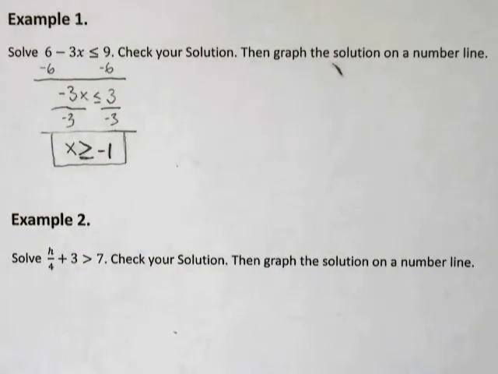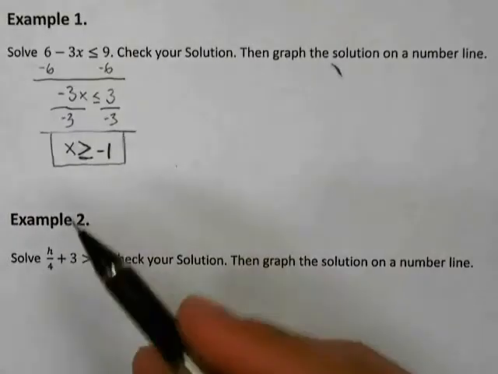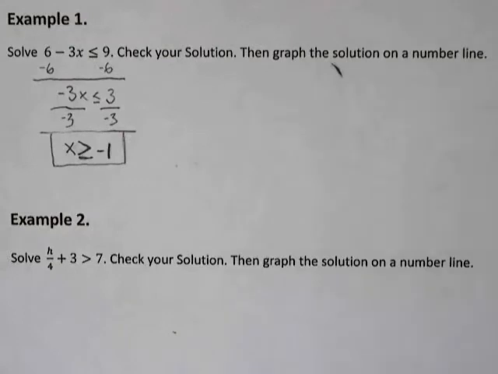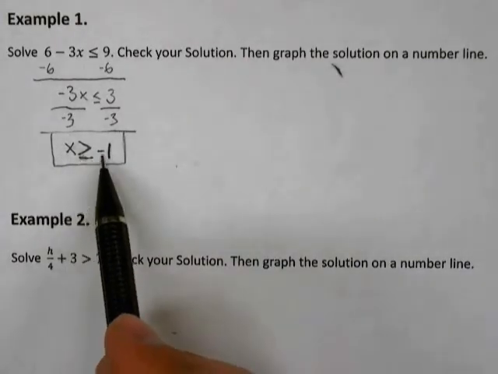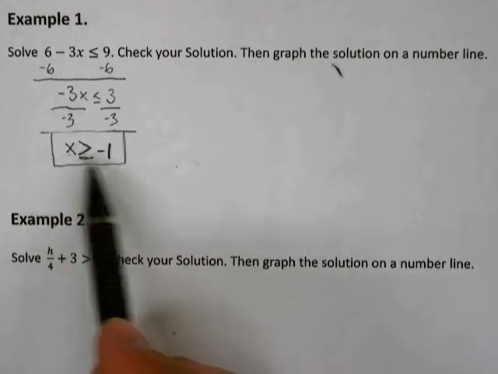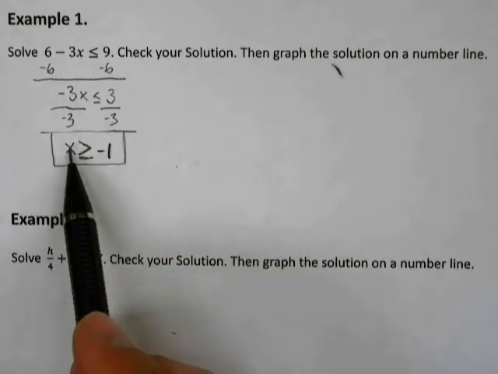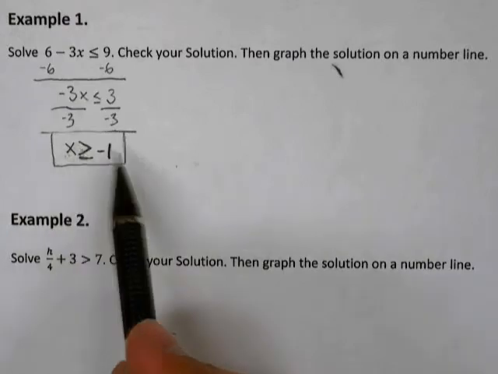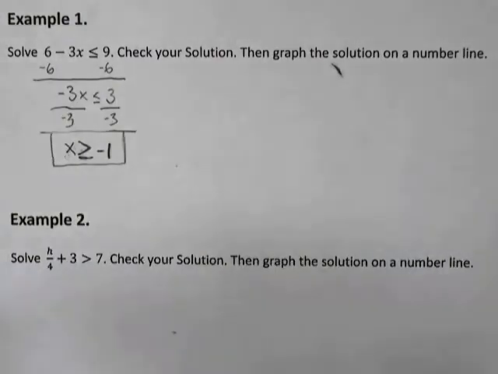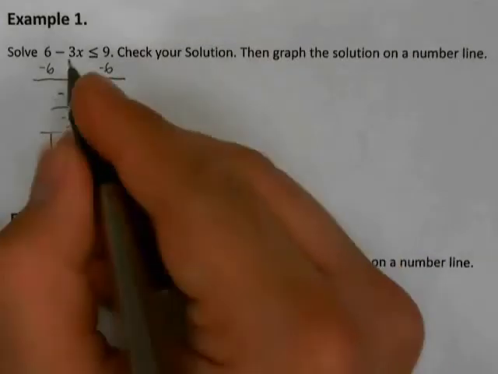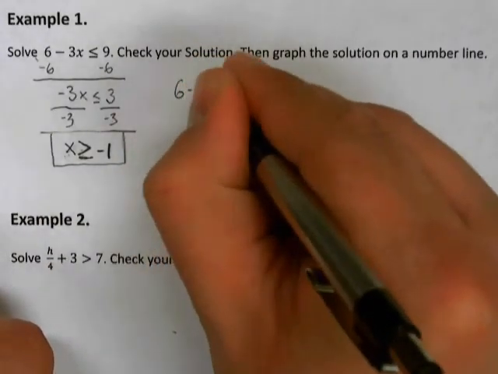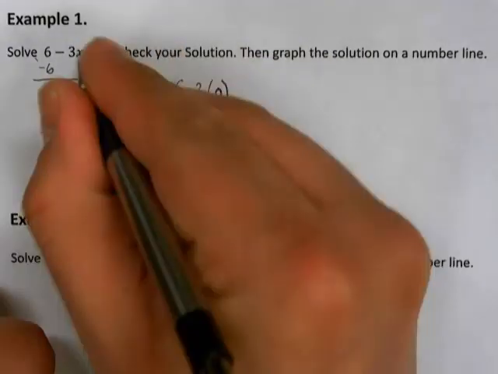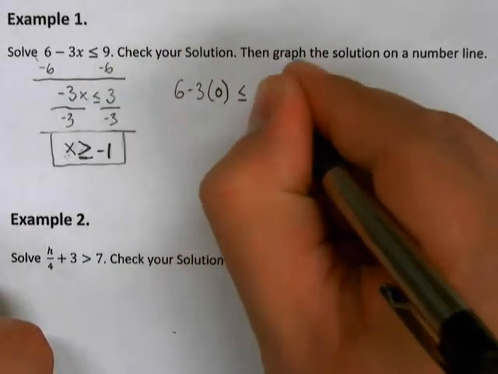All right, so I went ahead and cleaned that up a little bit so it looks nicer. Now what we need to do is check our work. And we do that by plugging in a number that this inequality says would be true. So if x is greater than or equal to negative 1, we have to choose a number where this is true. For example, 0. 0 is greater than negative 1. So let's plug that into our initial inequality. We have 6 minus 3 times 0, because I'm plugging in the 0 for x, is less than or equal to 9.